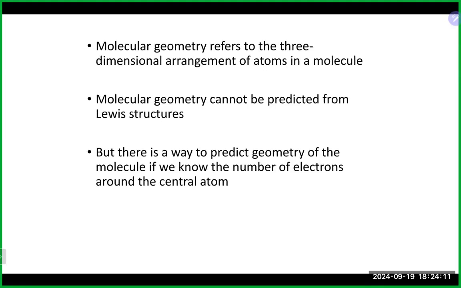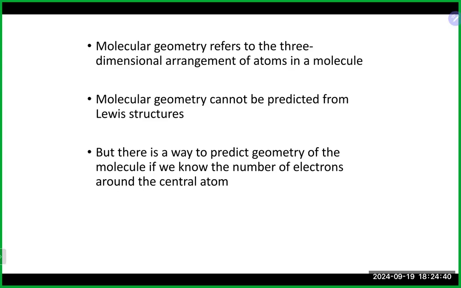When we talk about molecular geometry, it refers to the three-dimensional arrangement of the atoms in the molecules. The molecular geometry cannot be predicted directly by the Lewis structures, but if you know how many electron pairs there are around the central atom and how many bonds there are, which from a good Lewis structure you'd be able to determine, you will be able to predict the molecular geometry.